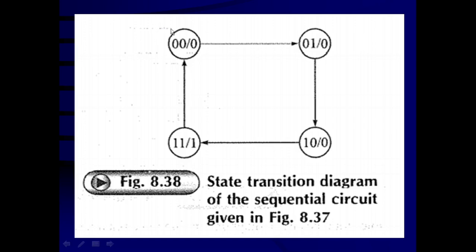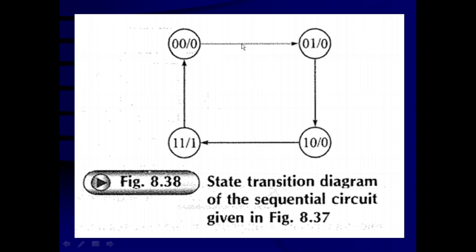Inside this one circle, the syntax is written like this: Bn An, that is the present output of the flip-flop, and after the slash on the right side the output Xn is mentioned. Initially we started with Bn equal to 0, An equal to 0, and output X equal to Bn dot An, which is going to be 0.